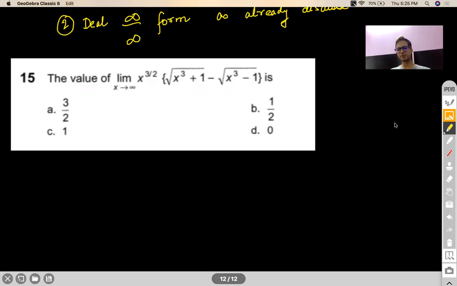Okay, good. I think I've already written the steps. Convert it to infinity by infinity form. For that, you may have to rationalize it. I think you have to rationalize it. Okay. Go for it. Let's see how many of you get it. I'll put the poll on for this.